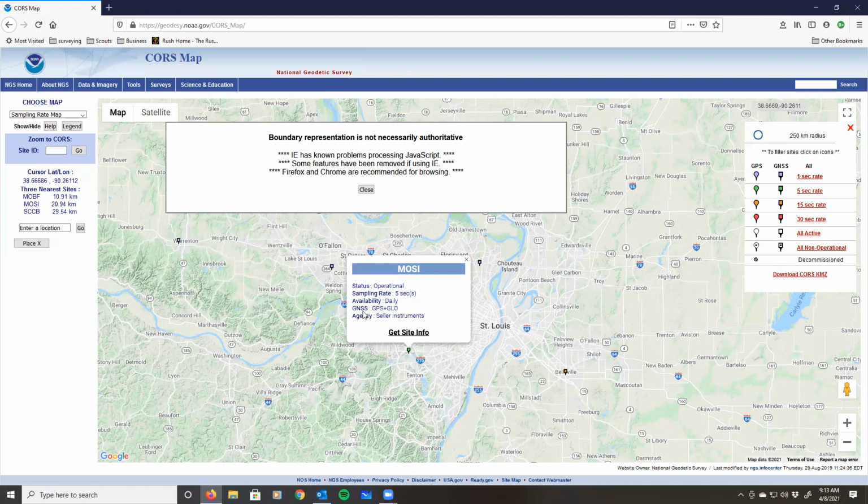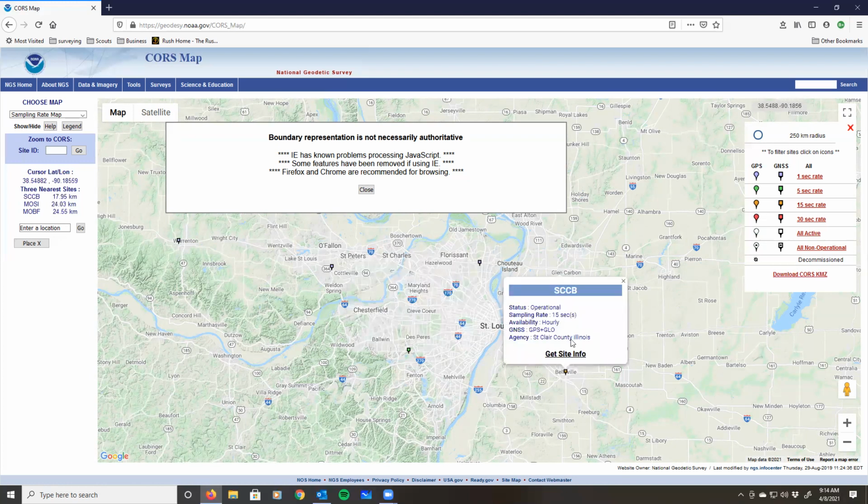They have GPS plus GLO as the type of information that's available, and it says the agency in charge of it is Seiler Instruments. Likewise, St. Clair County is the one that operates this. GPS and GLO availability is hourly, so they put the information out every hour, and it's a 15-second sampling as to when they take their samples.